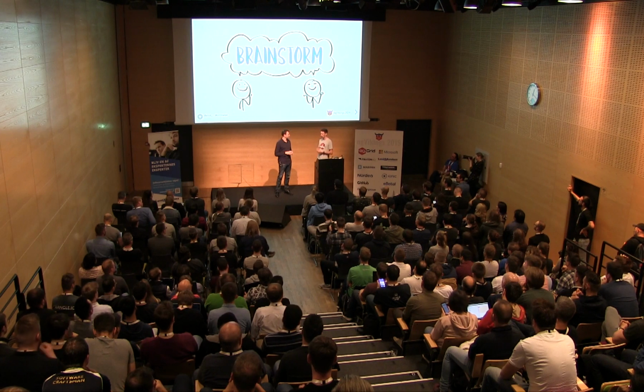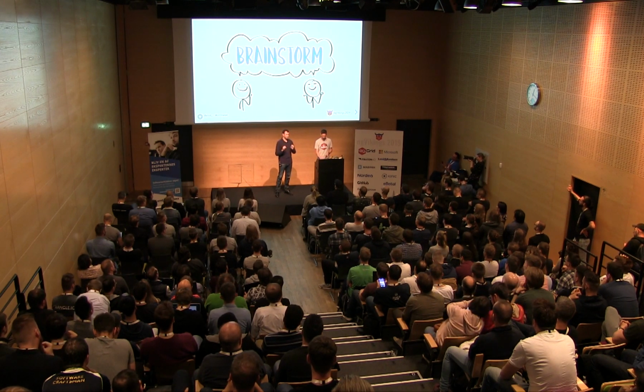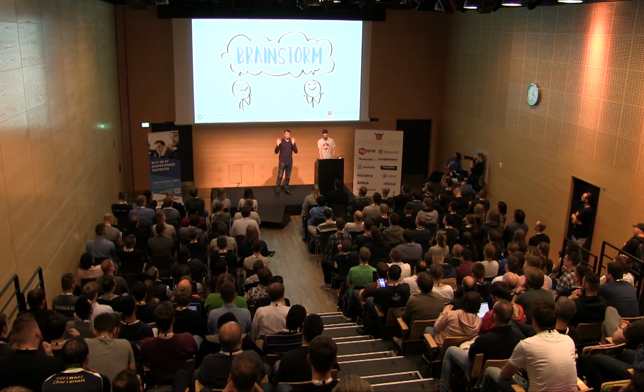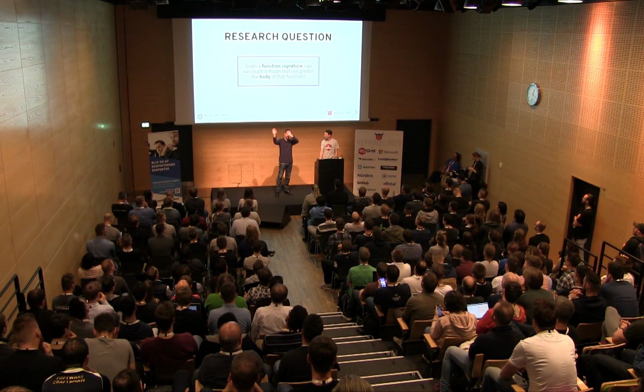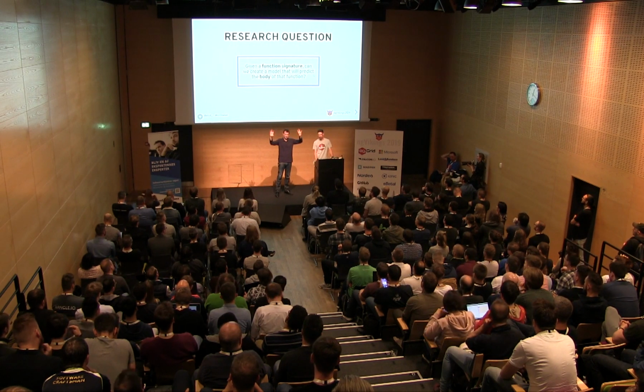We had a couple of ideas, but the problem was that all of those ideas were very abstract. So we actually went with something different, more concrete. We narrowed it down to simply, given the signature of a function, like the name and the parameters, could we automatically predict the function body?